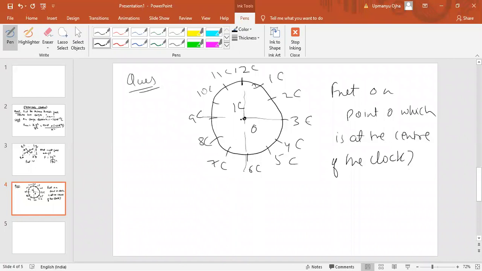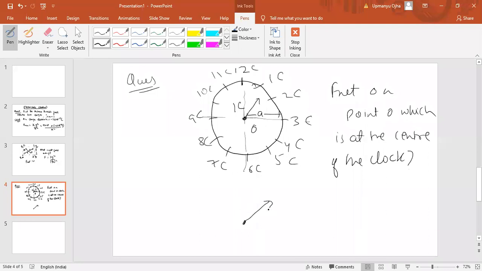If we take the radius of this clock as A, I did not mention the radius, you can take radius A. Now if I take only 1 coulomb charge and 7 coulomb charge, we find the force acting due to this pair of charges. The force between 7 and 1 will be along this direction.